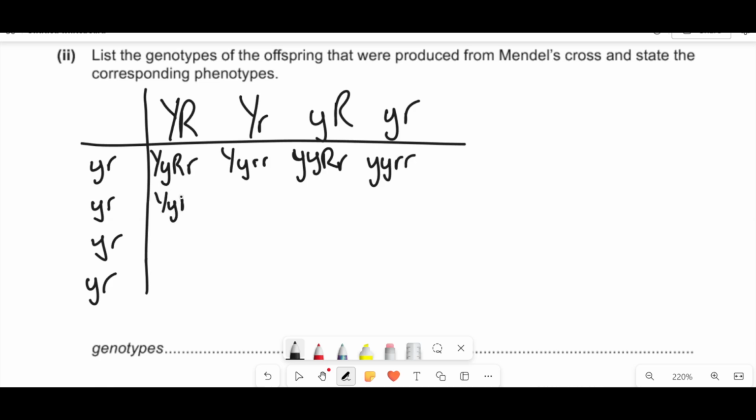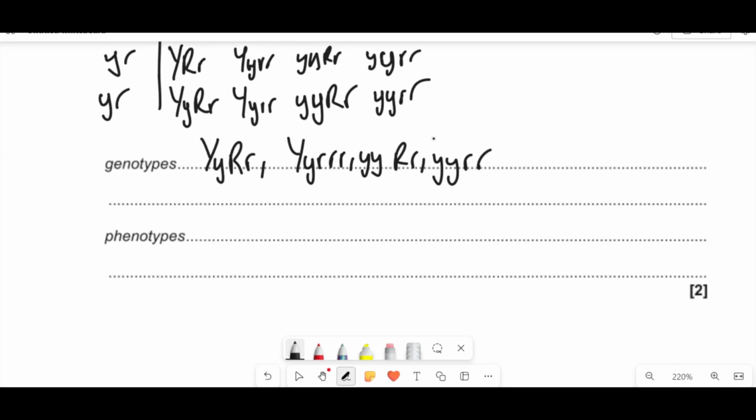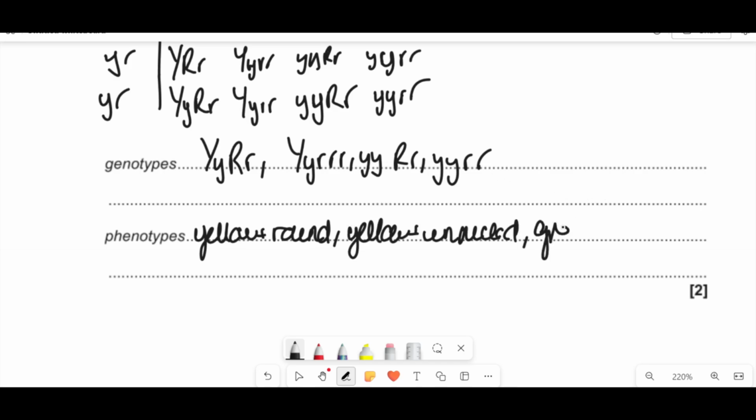And then we're going to have big Y, little y, big R, little r again. So after doing all of that, your genotypes are going to be big Y little y big R little r, big Y little y little r little r, little y little y big R little r, and little y little y little r little r. Then it says the phenotypes. So this is yellow and round. This is yellow and wrinkled. This is green and round. And this is green and wrinkled.